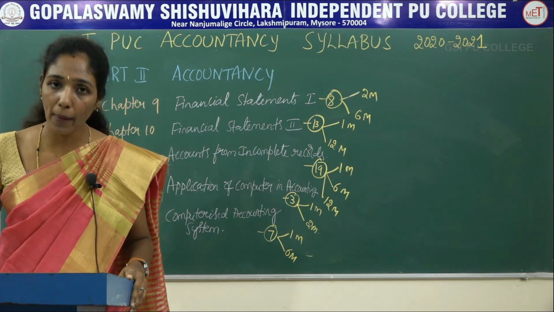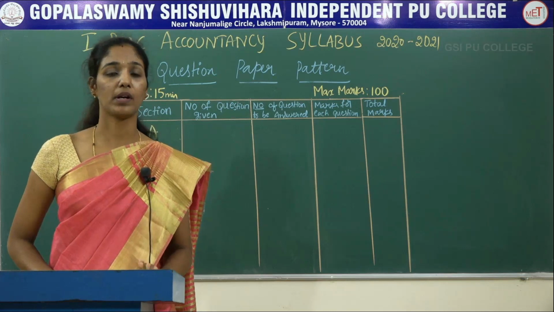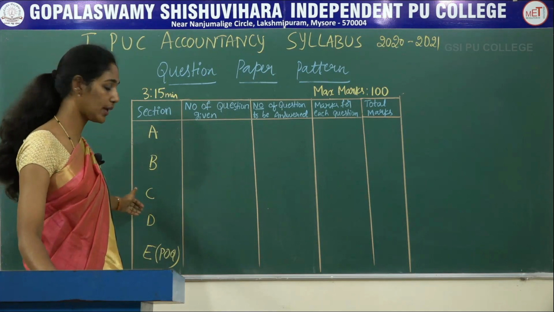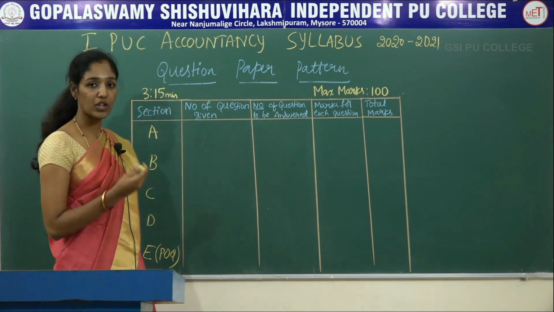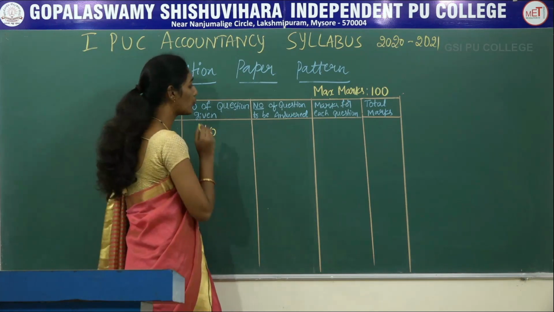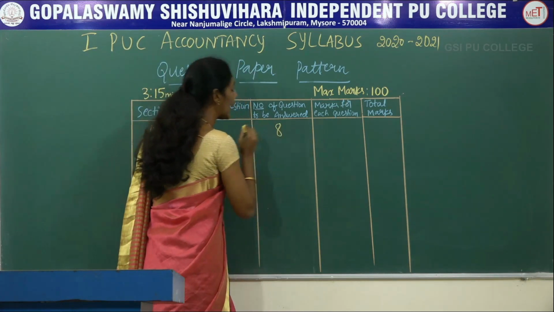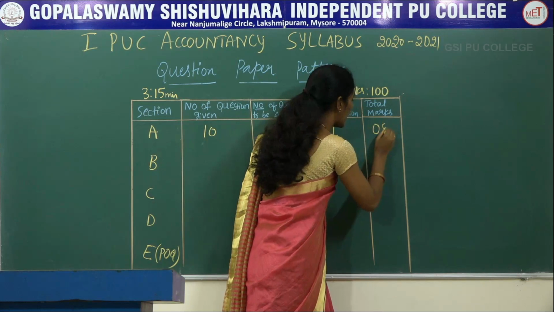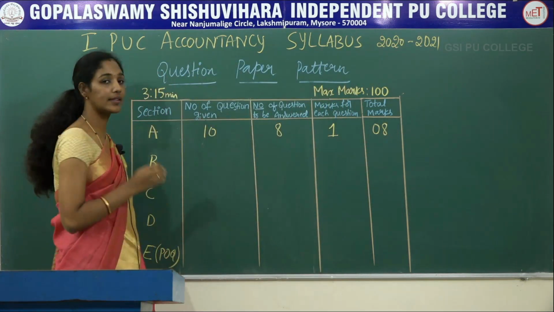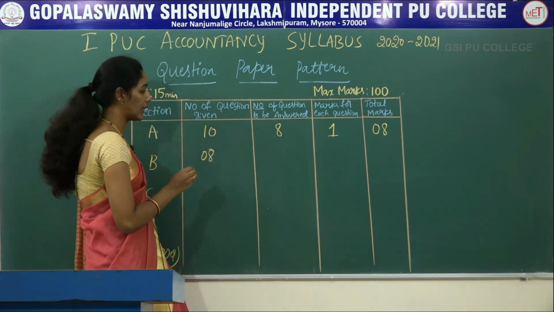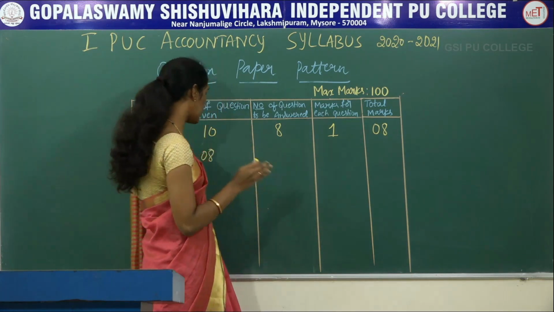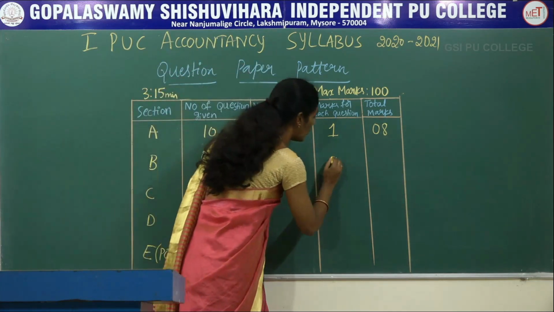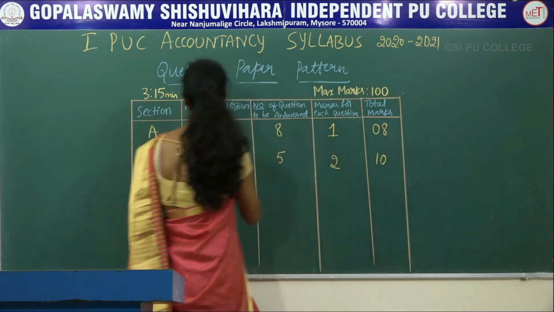Now let's move to the question paper pattern. Your first PUC accountancy question paper can be divided into 5 sections: section A, section B, section C, section D and section E. In section A, there are 10 questions. Out of 10 questions, you have to answer only 8 questions and each question carries 1 mark. So a total of 8 marks is allotted to section A. Next, in section B, there are 8 questions given, and out of 8 questions you are supposed to answer only 5 questions, and each question carries 2 marks. A total of 10 marks is allotted to section B.